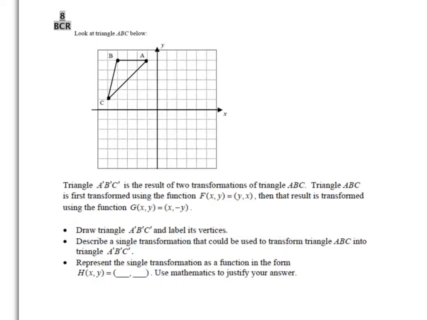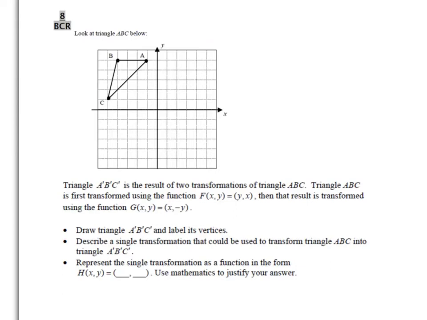Question number 8 is a BCR. It says triangle A prime, B prime, C prime is the result of two transformations of triangle ABC. Triangle ABC is first transformed using the function f(x, y) equals (y, x). Then that result is transformed using the function g(x, y) equals (x, -y). Draw triangle A prime, B prime, and C prime and label its vertices.